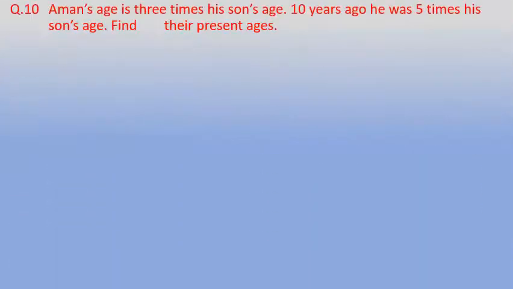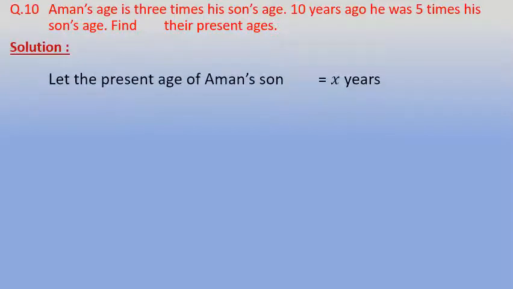Last question of exercise 2.4, that is, Aman's age is 3 times his son's age. 10 years ago, he was 5 times his son's age. Find their present ages. So we can take the present age we have to find out. Here it is given Aman's age is compared with the son's age. So we can take the age of Aman's son as x years. Hence, Aman's age will be 3x years.